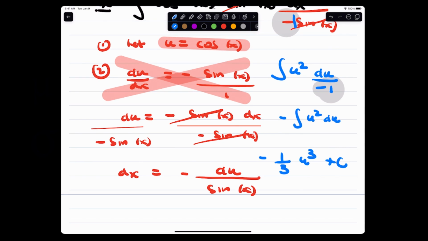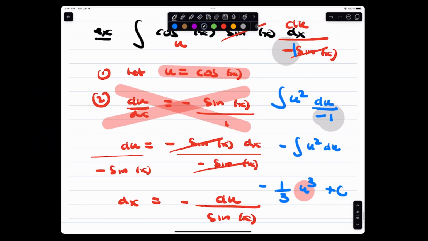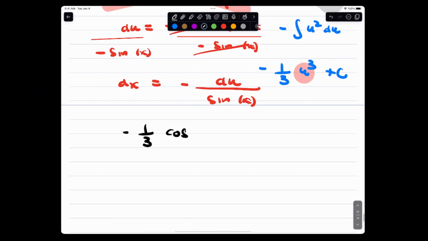But then don't forget, you already know what u is. U was what? That u is cosine. So, final answer. Negative 1/3, your u will be cosine cubed of x plus what? C.